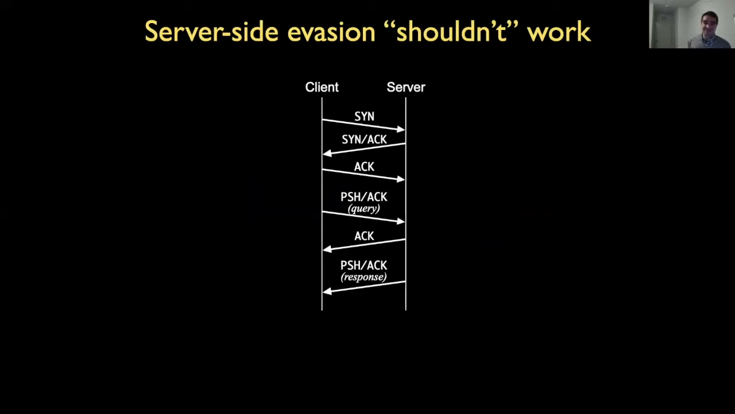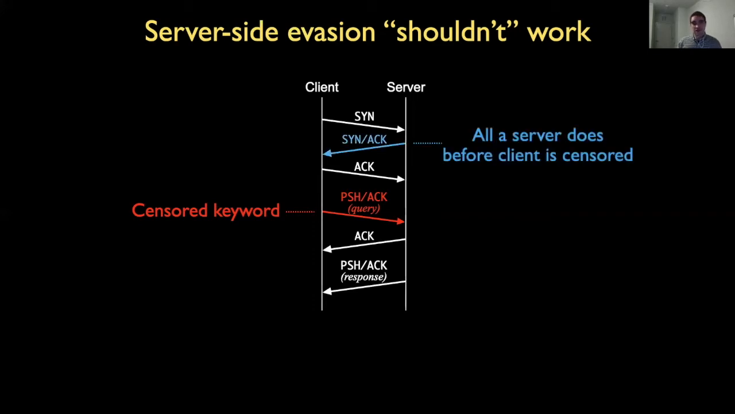To see why, let's consider a waterfall diagram of the exchange of packets between a client and server before a client is going to make a forbidden request. Okay, so the client is going to start as usual, send a SYN, the server responds with the SYN-ACK, the client completes the three-way handshake, and then the client makes its forbidden request with the censored keyword. Now the problem is, the only thing a server does before the client gets censored is it sends the SYN-ACK packet. That's it. So the server has no ability to influence the connection past the SYN-ACK at all.